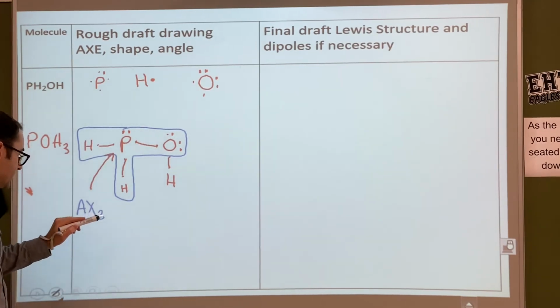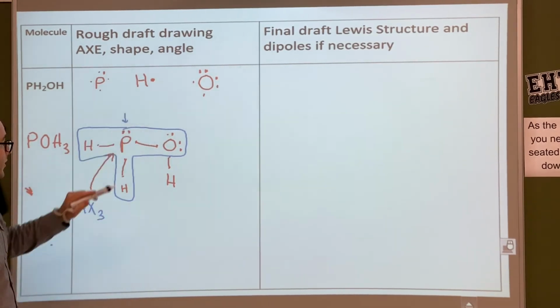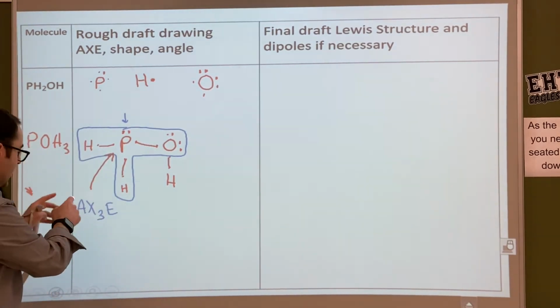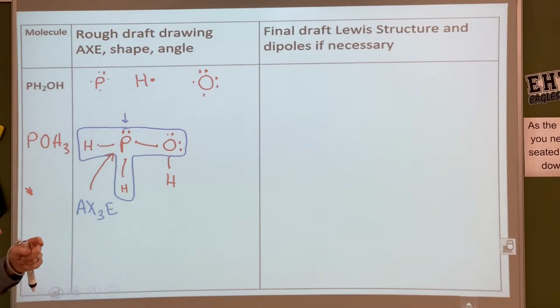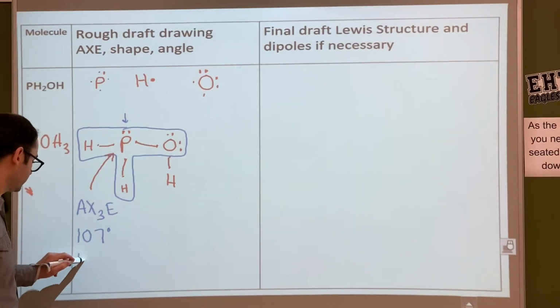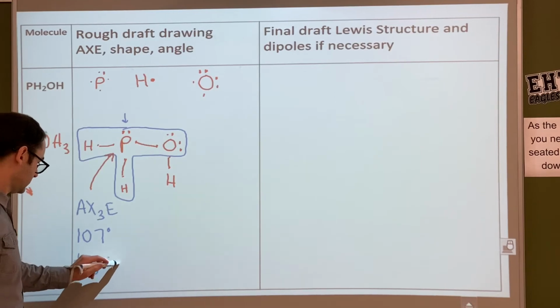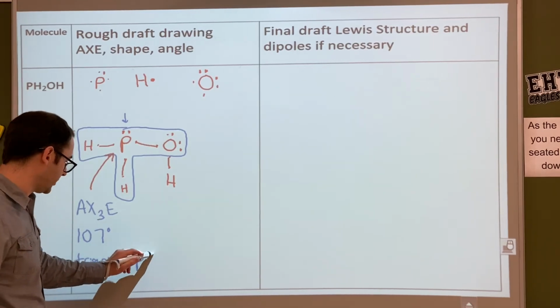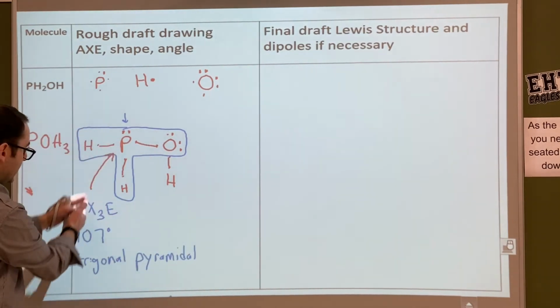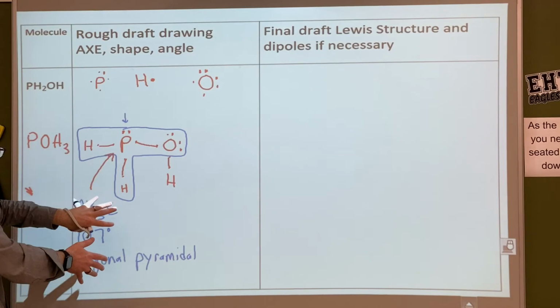So it's AX what? 3. Is there anything else? E. Yeah, there's E right here, right? So that's going to be our E. So for the phosphorus, it's an AX3E. What is the angle for that one? You can flip. Good, 107. And then what's the name? Good, trigonal pyramidal. So that central atom has all of this information, okay?